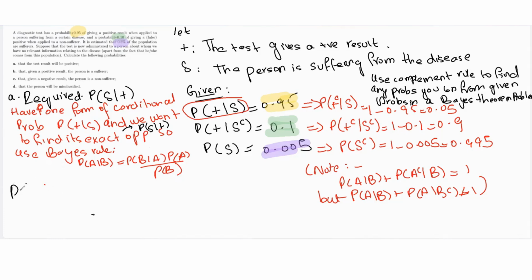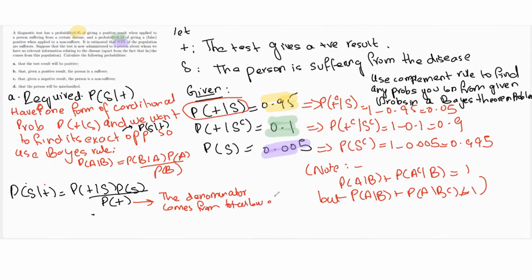Now if we apply Bayes' rule to this, probability S given positive is going to be probability positive given S into probability of S divided by probability of positive. And in a Bayes' rule problem, the denominator comes from the total law of probability mostly. So in Bayes' theorem, the denominator comes from the total law of probability, already found in part A.